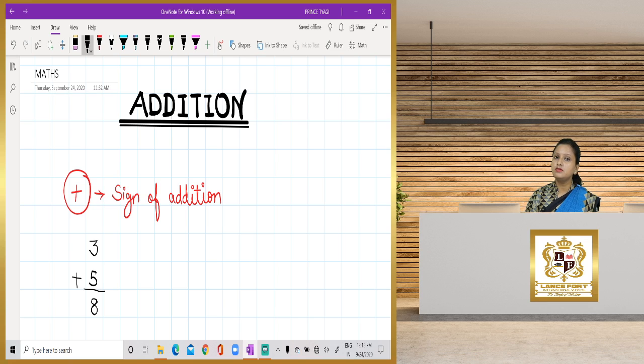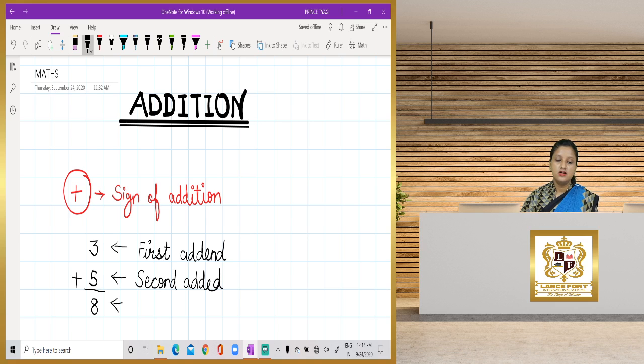Now you should know some terms we used in addition. The upper numbers we add are called addends. The upper number 3 is called the first addend. And the second number, the number 5, is called the second addend. Now, the answer 8 is called the sum, or you can say the total.